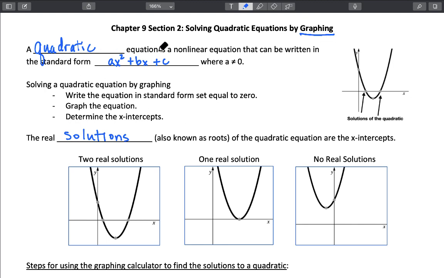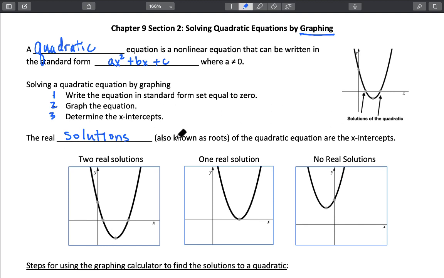Now recall a quadratic equation is a nonlinear equation that can be written in the standard form, ax squared plus bx plus c. We just spent the last few chapters looking at quadratic equations, factoring them, and then graphing them. So today we're going to look at solving them by using their graphs. When we solve a quadratic equation by graphing, we follow these three steps here. First of all, we're going to write it in standard form and set it equal to 0. Next, we're going to graph that equation, and then finally, we're going to determine the x-intercepts.